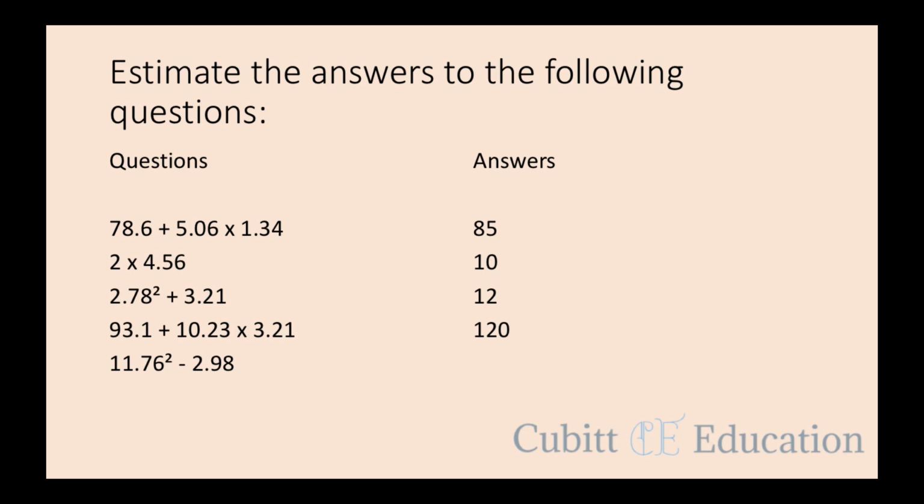So we have 10 times 10 is 100, and then we need to take away 3. Okay, that gives us 97.